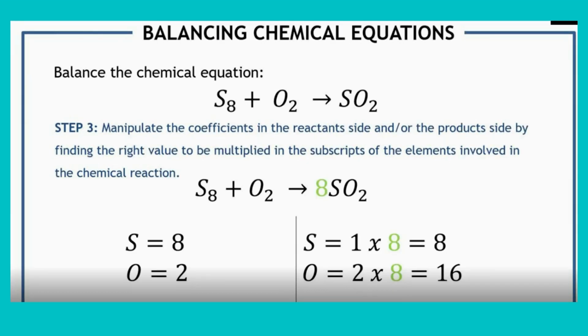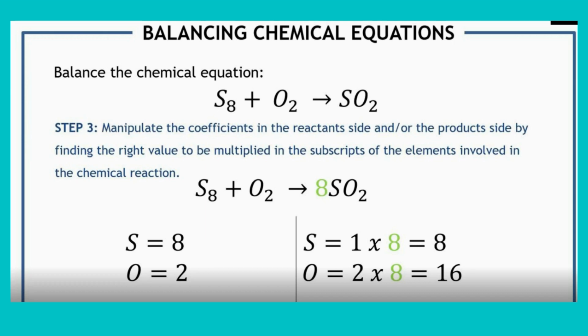So for step 3, we have to manipulate the coefficients in the reactant side and also in the product side by finding the right value to be multiplied in the subscripts of elements involved in the chemical equation. So since sulfur here has 8, on the other side it has 1, let's try to manipulate it by multiplying by 8. So where are we going to put 8 in the product side? In the coefficient, because we are not allowed to touch the subscript side. So just put in the coefficient 8.